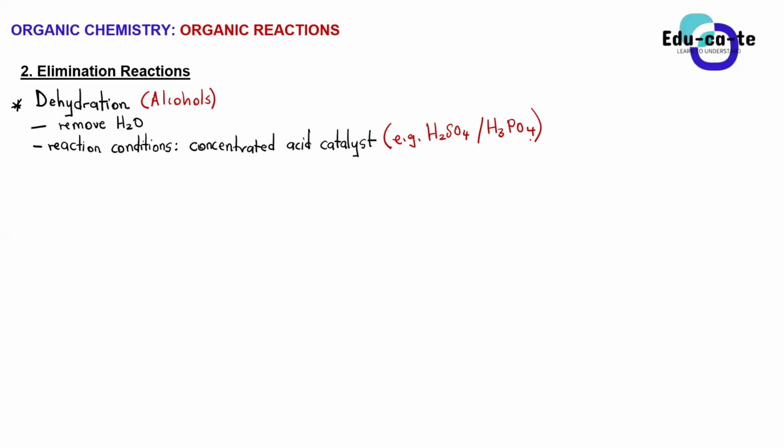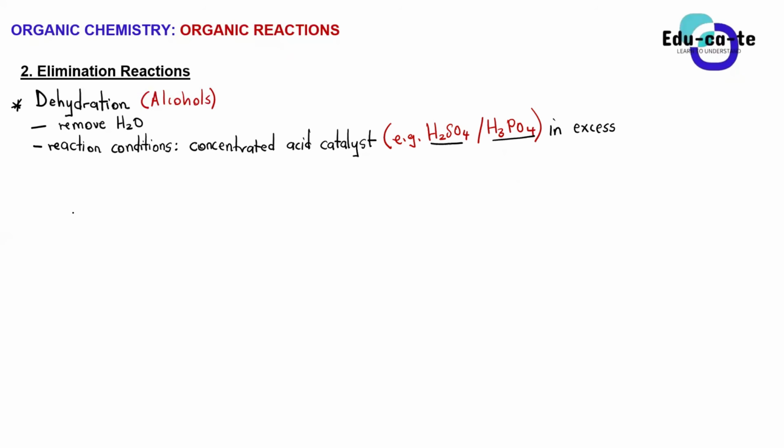They serve as catalyst, and this acid must be in excess. So there must be more of this acid. When you say that it is in excess, it simply means that there is more than enough. So there must be more than enough of this acid catalyst. It can either be H2SO4 or H3PO4.